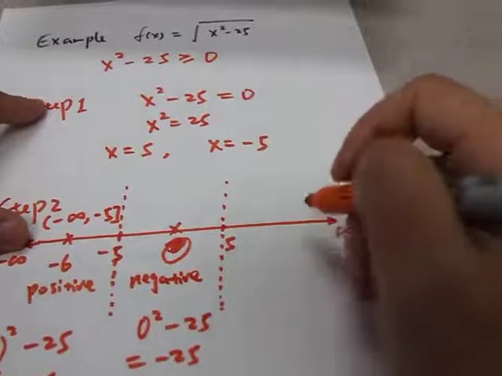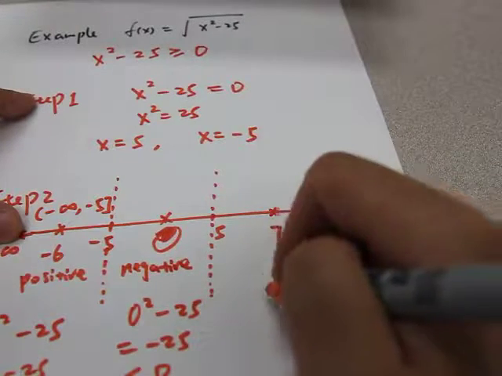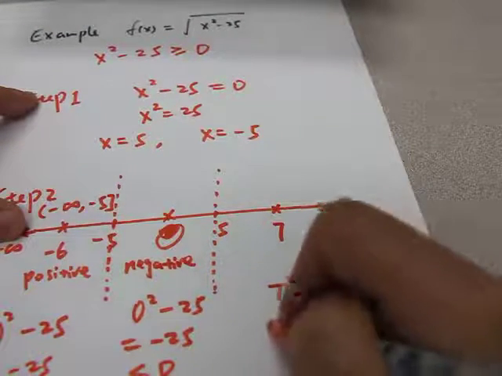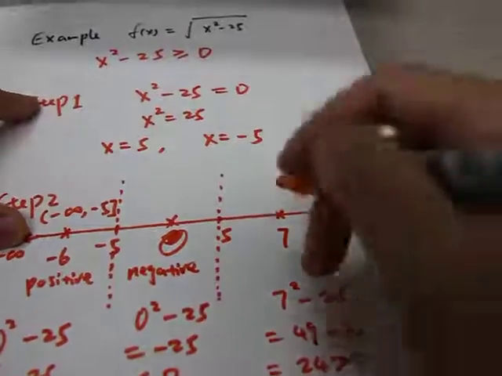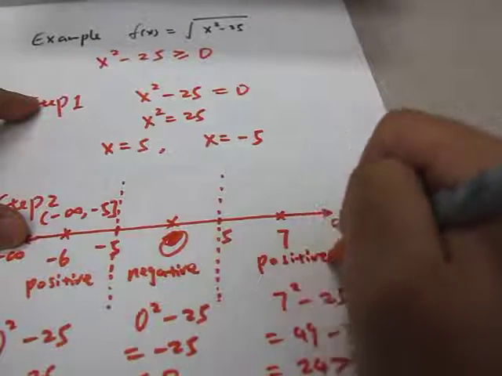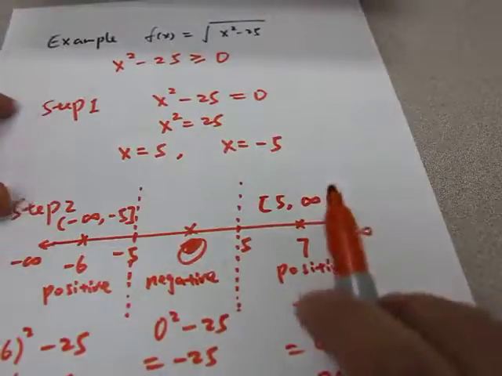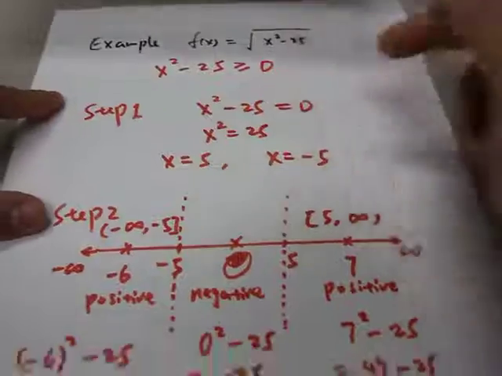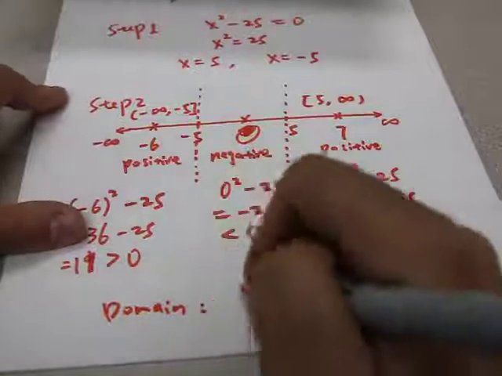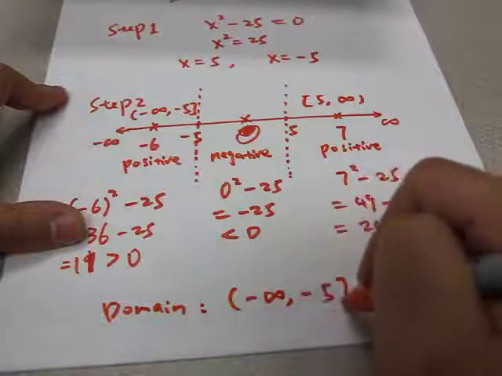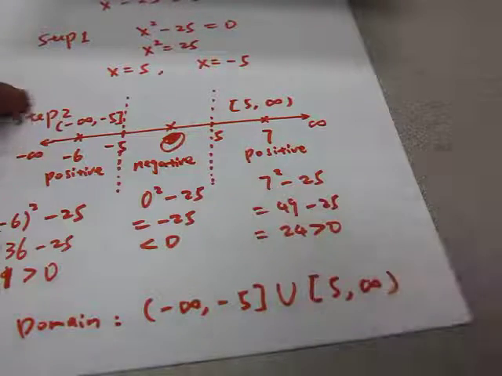And then for the third interval, from 5 to infinity, let's say I use 7. So when x equals 7, the result is 49 minus 25. Now this is positive. So the domain of this function is from negative infinity to negative 5, and from 5 to positive infinity.